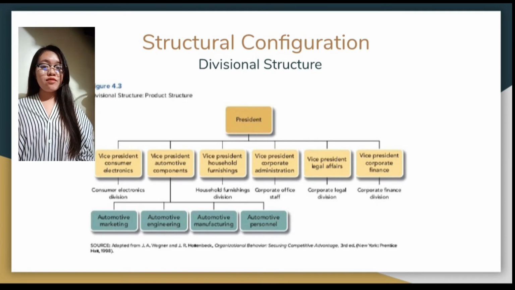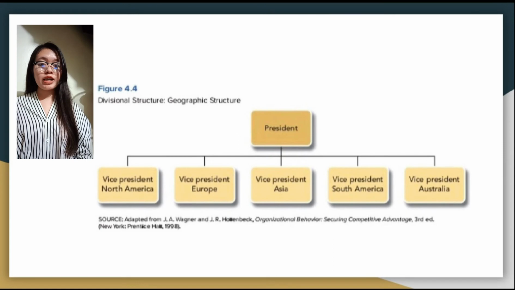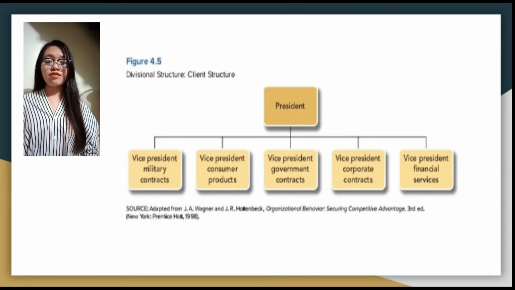So as you can see, the first chart is divisionally organized around different products. The next one is divisionally organized around different regions. And the last one is divisionally organized around different clients.